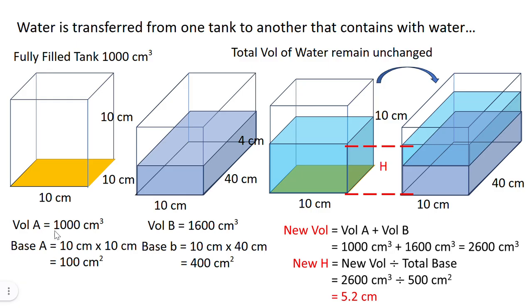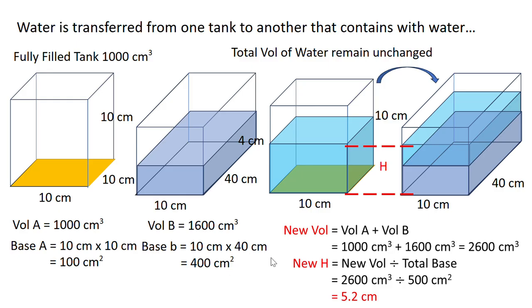So same thing, what we do is that we get the volume of water in container A, which is 1000 centimeter cube. The base is very important. It's 10 times 10 is 100 centimeter square. The volume of container B in terms of water is 1600 centimeter cube. The base is 10 times 40, so it's 400 centimeter square.